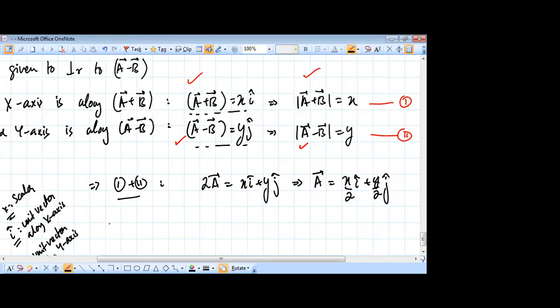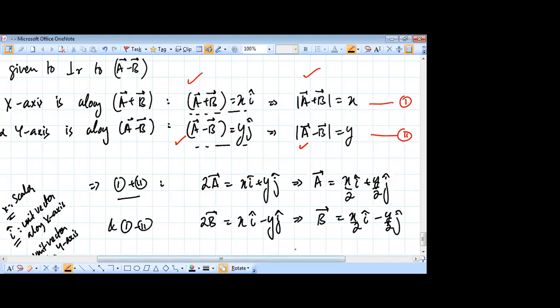And similarly, if you subtract the two, equation 1 minus 2, then a will cancel and on the left hand side what will come is 2b, and on the right hand side x i cap minus y j cap. So from here you can see that the vector b will be x by 2 i cap minus y by 2 j cap.